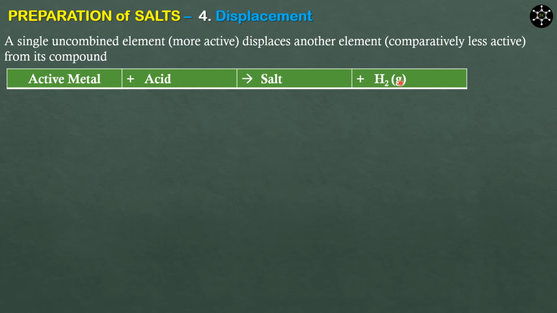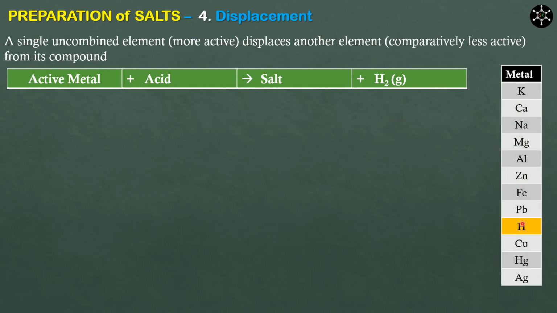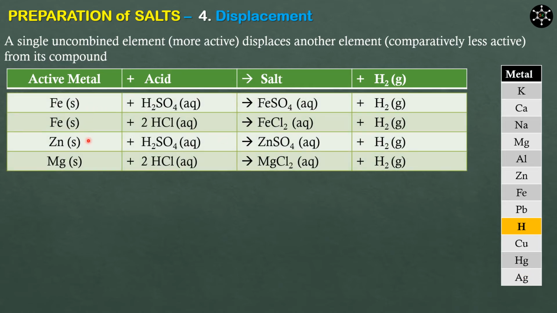If we look into the activity series of metals, then we have hydrogen over here. All the metals which are above hydrogen are more active than hydrogen and are capable of releasing hydrogen gas from acids. Metals which are below hydrogen are not capable of releasing hydrogen gas from acids. Examples: iron, zinc, and magnesium are active metals because they are above hydrogen in the activity series. When they are treated with acids, they form their respective salt and release hydrogen gas.